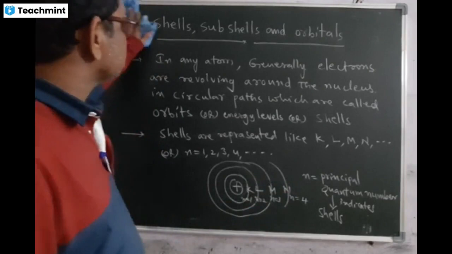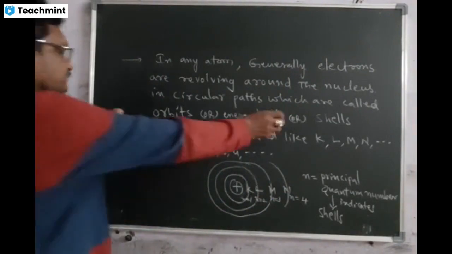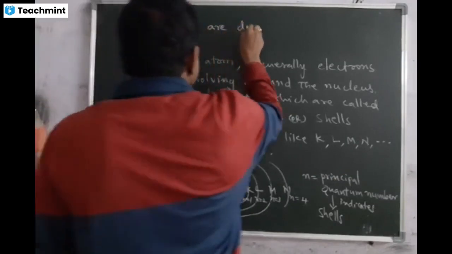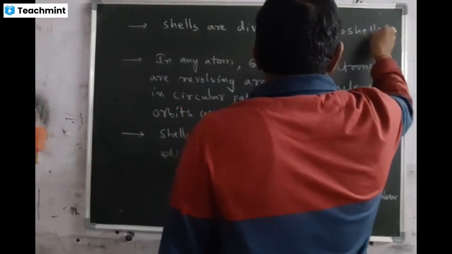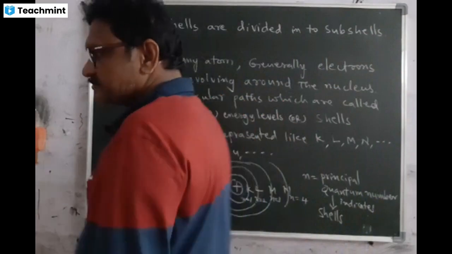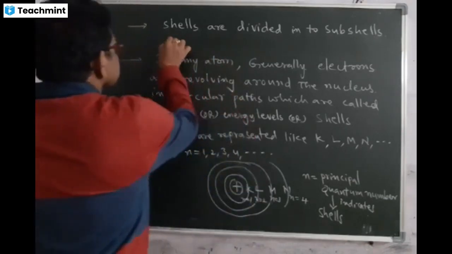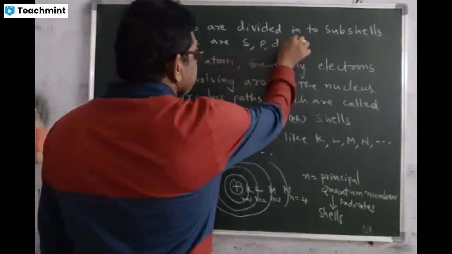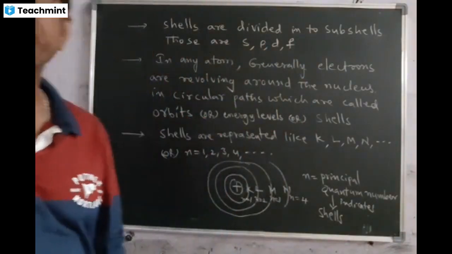Then cells are divided into subcells. Those are S, P, D, F. You know, SPDF are subcells.